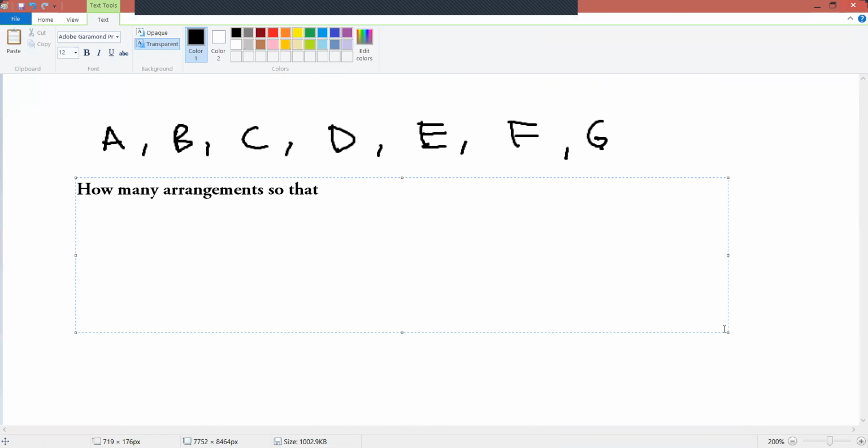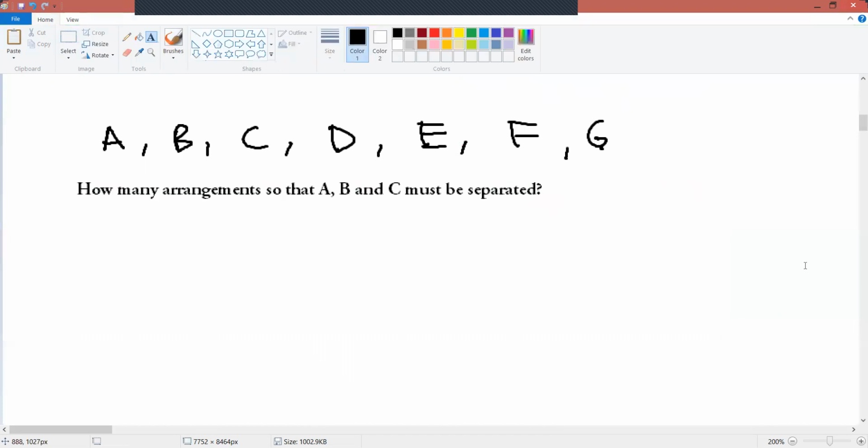So that A, B, and C must be separated. Okay, so in this case, one should take into account. Let's say, for example, you use the method that I used to teach you. That will no longer apply, because my method is actually counting all of them.